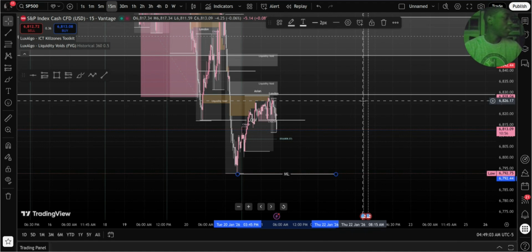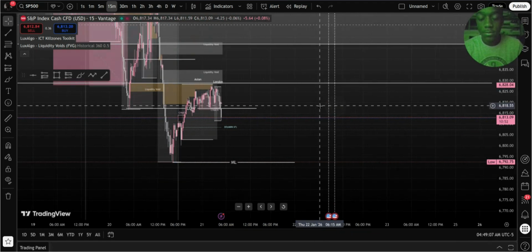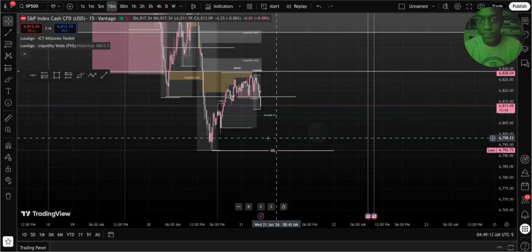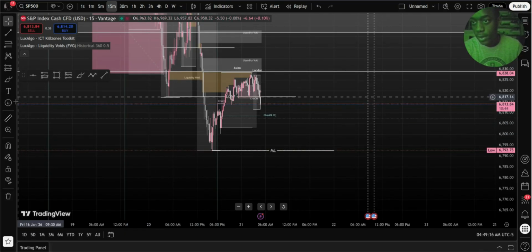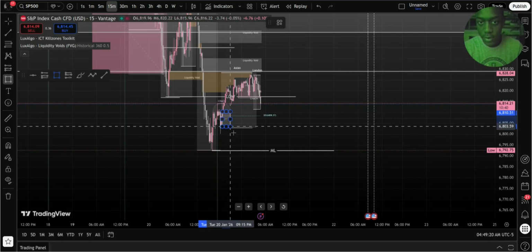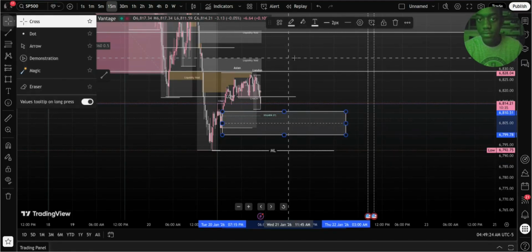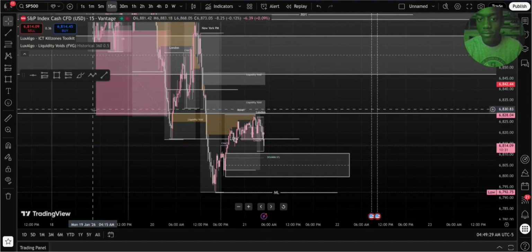Hold on. But based on the current structure, here's what I know. Be confident in your analysis. So, what do we have here? We have untapped potential within this fair value gap up here.